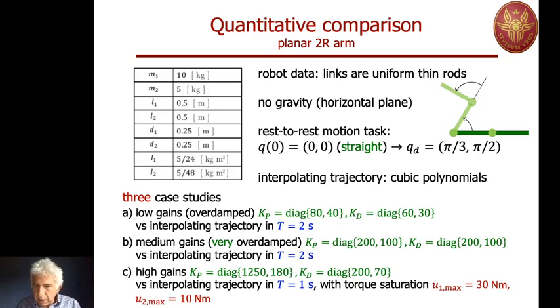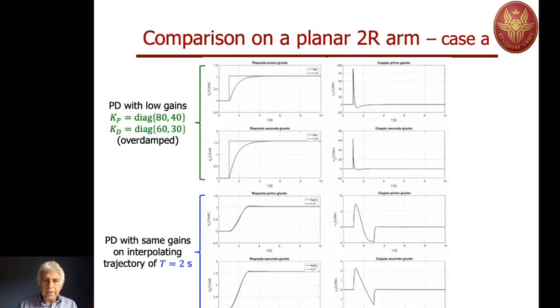To make the simulation more realistic, we have introduced in this case also saturation of 30 Newton meters for the first motor, the first joint, and 10 Newton meters for the motor at the second joint. So this is the first case, let's say with low gains, and you see that on the first 2 rows you see the behavior with a pure PD, there's no gravity in this case, and a step response, so a constant QD.